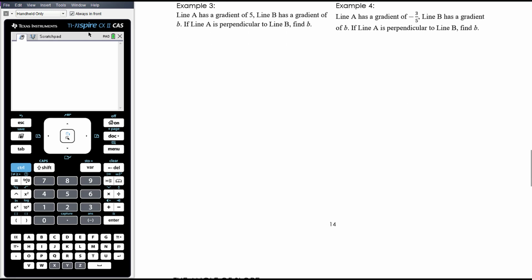Example 3. Line A has a gradient of 5. Line B has a gradient of b. If line A is perpendicular to line B, find b. Okay, so we know that the gradient of line B is going to be the negative reciprocal of the gradient of line A. So the gradient of line B is called b, and it is equal to the negative reciprocal of the gradient of line A.